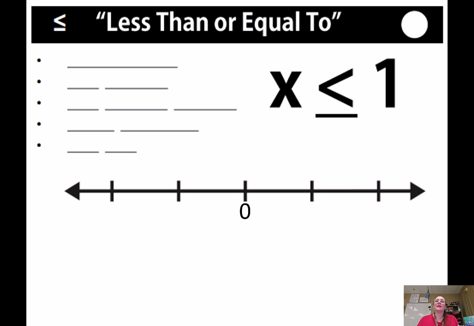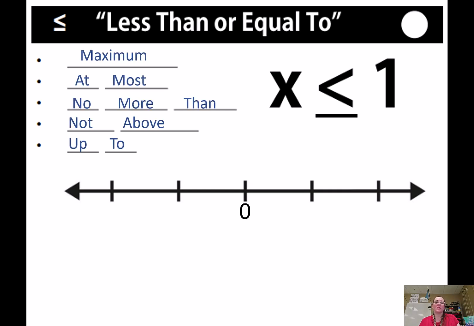Okay, the next one we'll talk about is less than or equal to. This is something where we are including the number, so it's equal to. That number can be part of our solution set. Some of these words are maximum, at most, no more than, not above, up to. Again, this is not an inclusive list. This is just a general list.